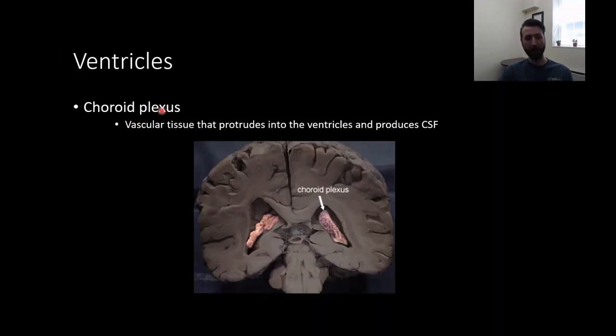The choroid plexus is vascular tissue that can be found inside of the ventricles, and it produces cerebrospinal fluid. Interestingly enough, choroid plexus is what we would call a vascular epithelium. It's closer to skin cells. It is not nervous tissue, and it's not glial cells. It's something else entirely. And this population of cells is what produces our cerebrospinal fluid.